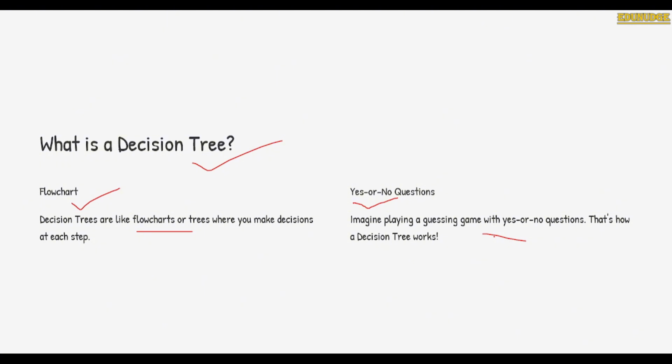So your tree might look like, is it a fruit? The answer will be yes or no. If yes, is it yellow? Again, your answer will be yes or no. If yes, it's a banana. So that's how a decision tree works.